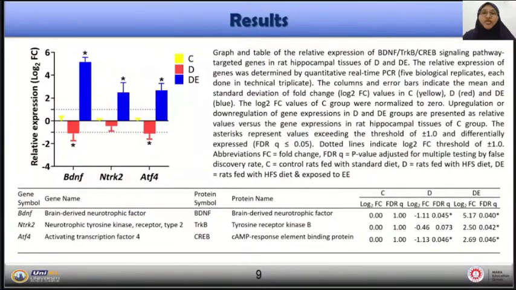Finally, we used qPCR analysis to determine the expression of BDNF, NTR32, and ATF4 genes in the hippocampal tissue. These genes encode proteins that are involved in the BDNF TrkB signaling pathway, which is directly involved in neuron development, learning, and memory. Interestingly, expression of these genes was significantly upregulated in the DE group, whereas the same genes were downregulated in the D group.